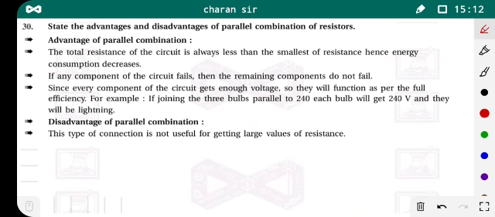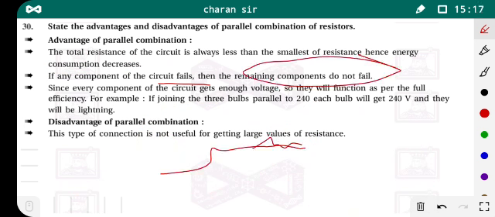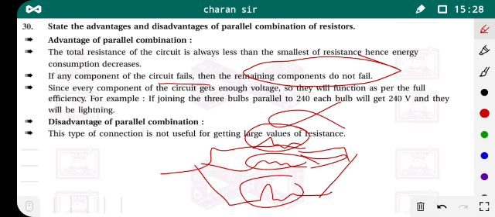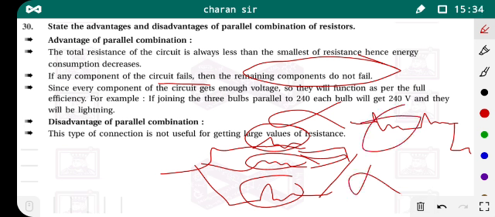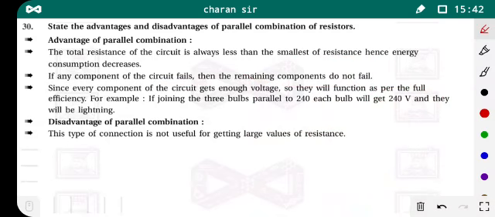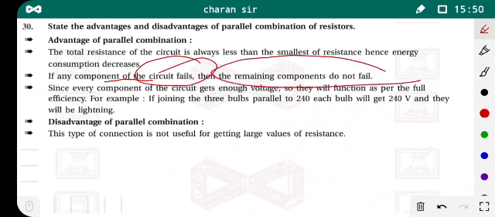If any component of the circuit fails, then the remaining components do not fail. Suppose your first component fails and does not work properly, so this component is failed, but these two components do not fail. But in series connection, if one component fails, this breaks the circuit, so the circuit does not work properly. So this is the second advantage of the parallel connection over the series connection. When one component of the circuit fails, the remaining components do not fail.